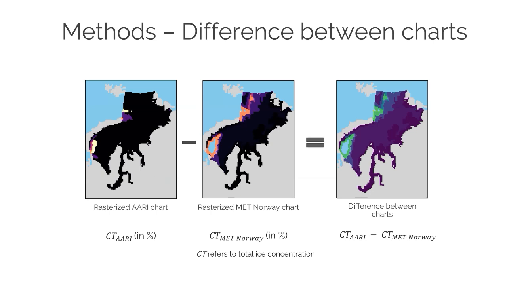Now you calculate the differences between these CI charts. You have one CI chart where you have these pixelated values. You have another one in the same format. You subtract each value from the corresponding value on the other chart. So you get something like this, where it's a difference between the two.